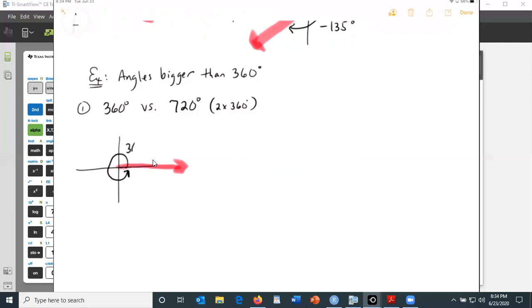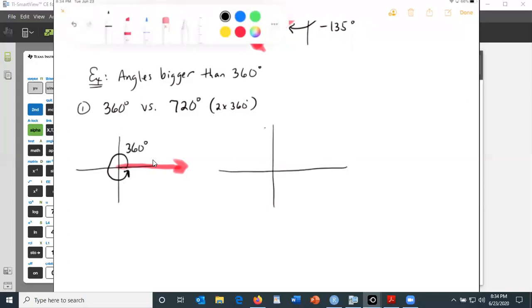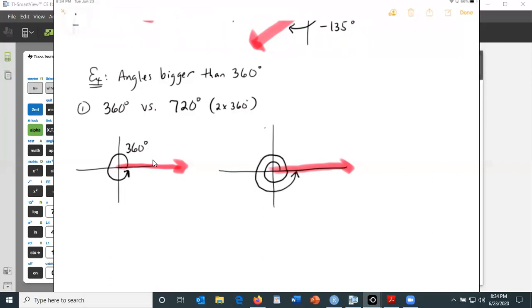So this is 360. All you really have to do to draw 720 is start there, and to show that you rotate 2 times, start close to the origin. You go around once, but this time make it a spiral so you can show that you go around again. It just gives you room to work by making it a spiral instead of a circle. So I did 1 rotation, and then I go all the way around again for 2 full rotations. So that's positive 720 degrees counterclockwise, which is 2 rotations. This is 1 rotation.